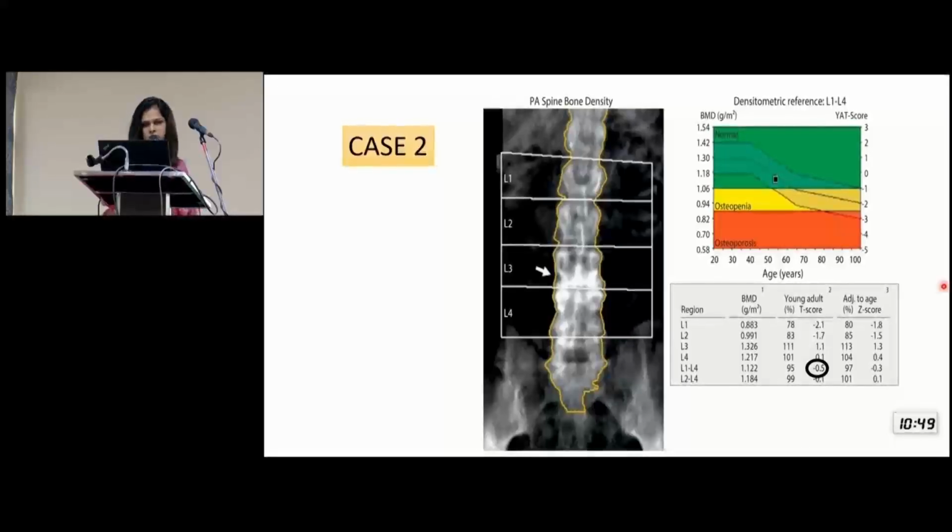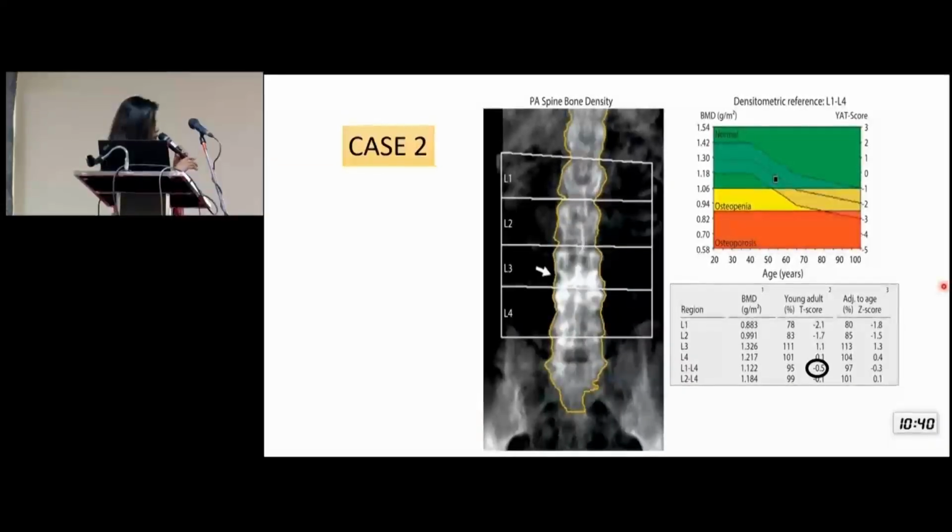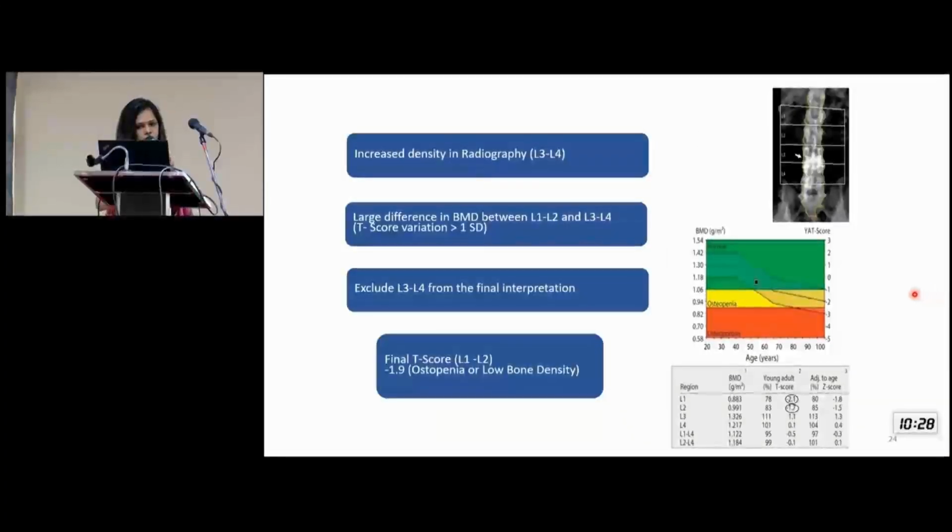So another case example, so this is another lady who had a routine bone mineral density examination, and you can see here the L1 to L4 T-score is actually read as -0.5. But when you look at L1, L2, L3 and L4, you see that it's minus 2.1, minus 1.7, 1.1 and 0.1 here. So here there is increased density in the radiography in L3 and L4, which you can also corroborate in the picture there.